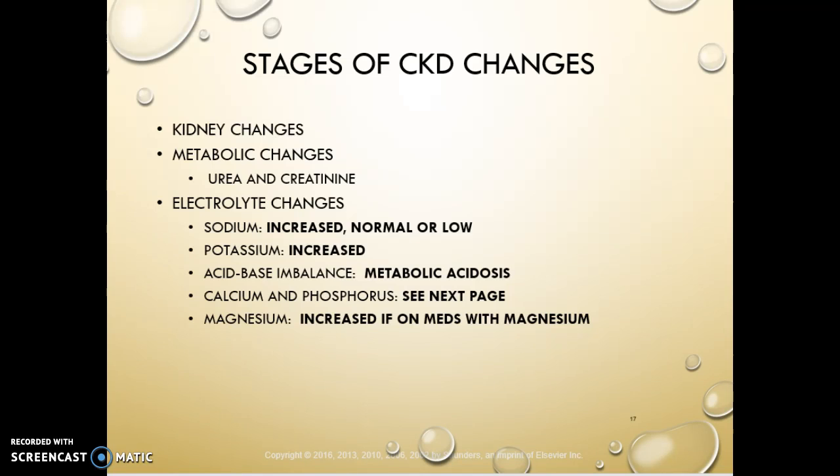And then calcium and phosphorus I'm going to discuss on the next page. And then magnesium, you want to pay attention to what meds they're ordered on or what meds you might get an order for, because they may have normal to a little bit higher magnesium levels in their blood because of low excretion, but it really can get worse and have some neurological changes if they're on meds that contain magnesium. Things like a lot of antacids have magnesium in them. So paying attention to what those levels are is important as well.